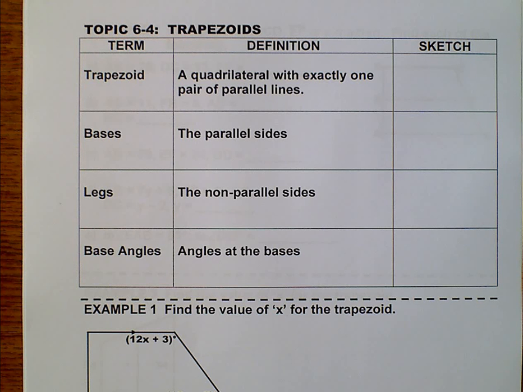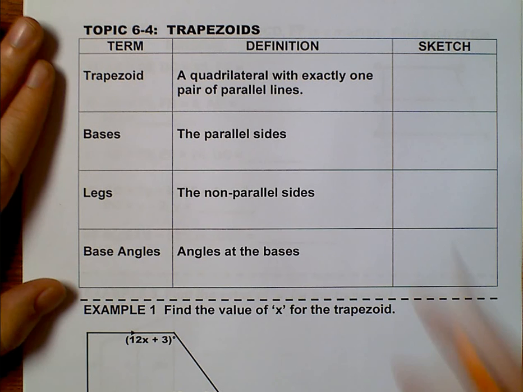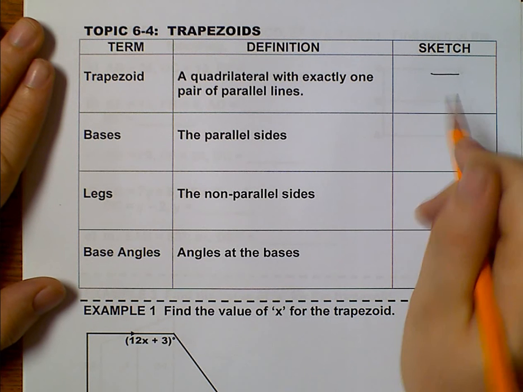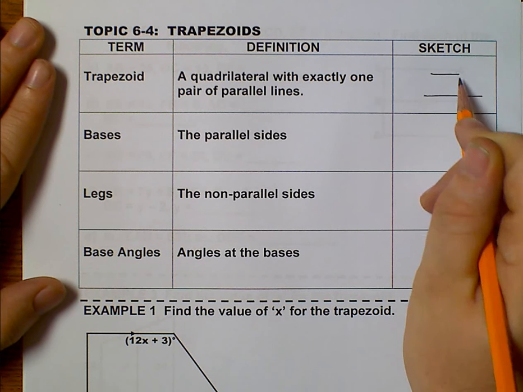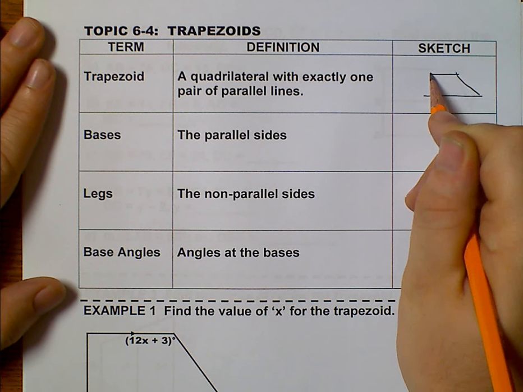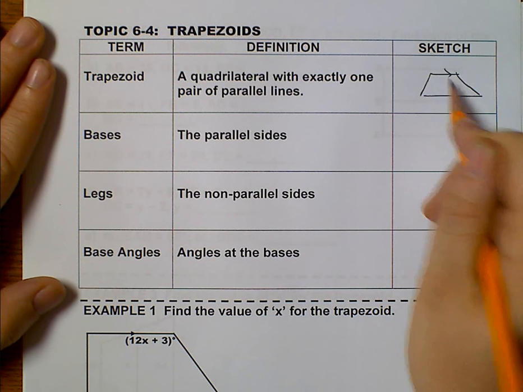Hello, this is topic 6-4 on trapezoids. A trapezoid is a special type of quadrilateral. It is a quadrilateral with exactly one pair of parallel sides.